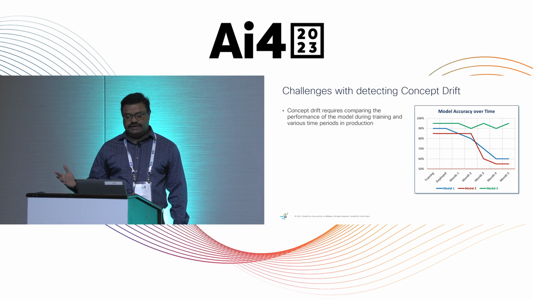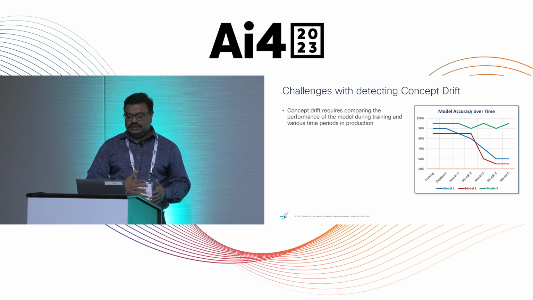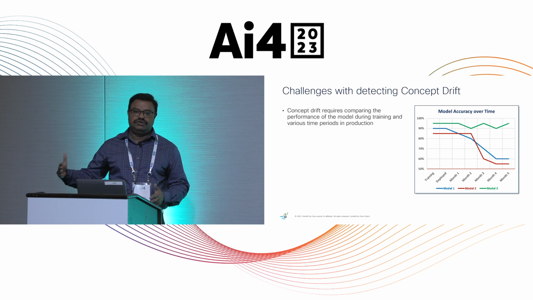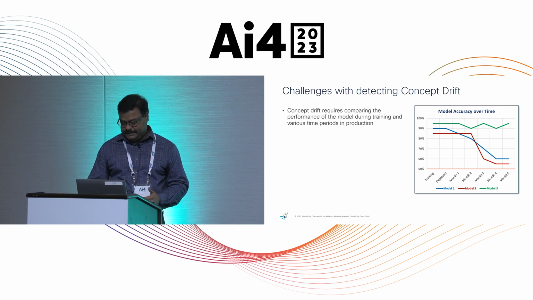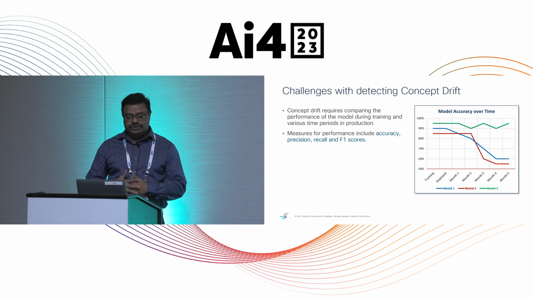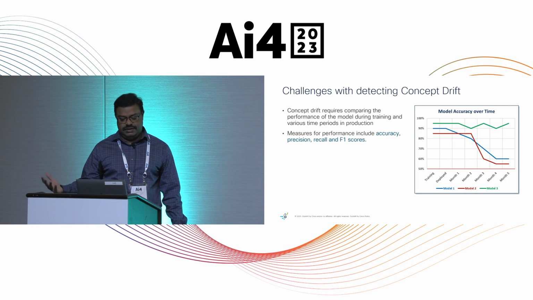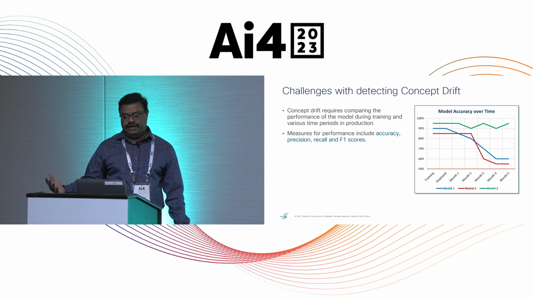Concept drift requires comparing the performance of the model during training with several time periods in production. So you're going to have the baseline set in training as to this is the performance of the model. Then you're making sure that the model continues to perform at the same level month after month or week after week. What you use to measure concept drift is measures like accuracy, precision, recall, F1 scores.